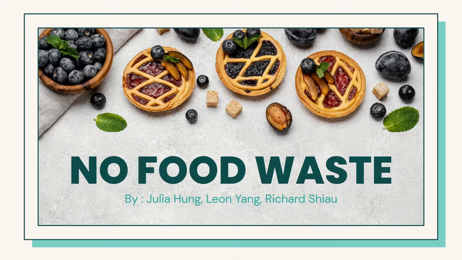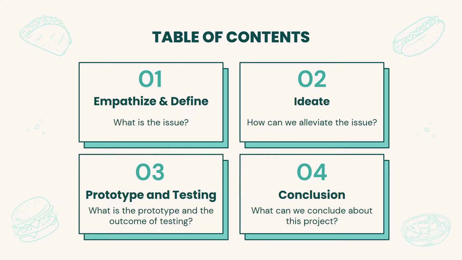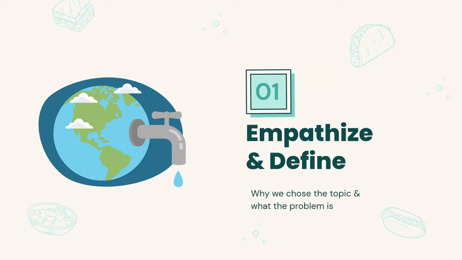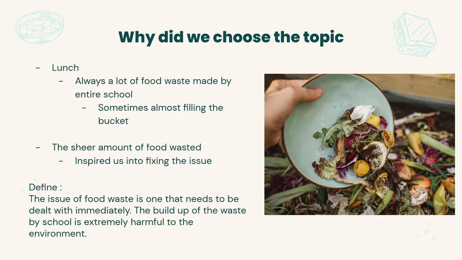So this is our DT presentation on food waste, our topic by Julia, me, and Richard. So now, the table of contents. First, we will talk about empathize and define, and second is ideate. Third is prototype and testing, and lastly is conclusion. So first, empathize and define: why did we choose the topic, and what is the problem?